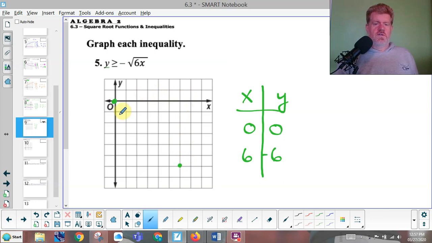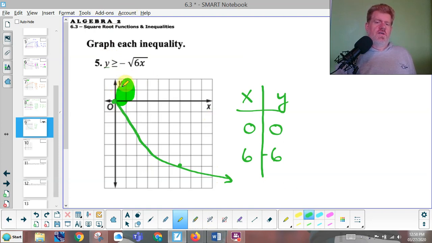All right, I'm going to try to graph this one. Remember, that's not a straight line. That's got to come over here, and it's got to hit that and kind of bend down. So it's not perfect, but it's pretty good. So that's the negative square root of 6x. But remember, this is greater than, which means everything above is shaded.